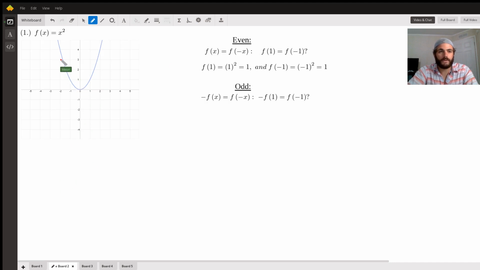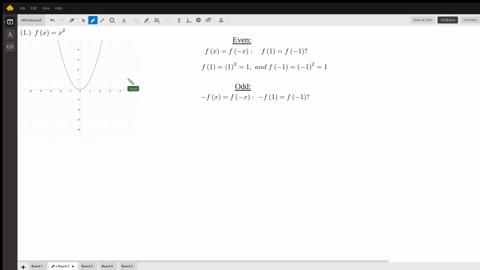Starting with question 1, f of x is equal to x squared, and it asks whether it is even or odd. So here we have the graph of f of x equals x squared, and just immediately you can pretty well see that if you draw a vertical line on the y-axis, and if you were to fold this in half, you would get a symmetric graph. You would have two halves that lined up with each other when you folded it in half.